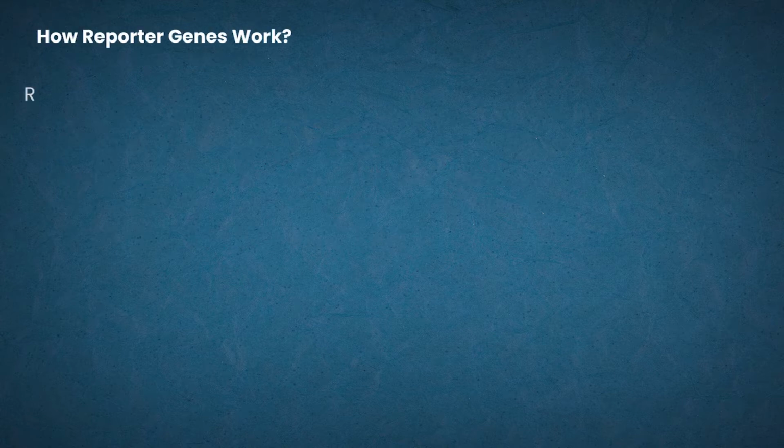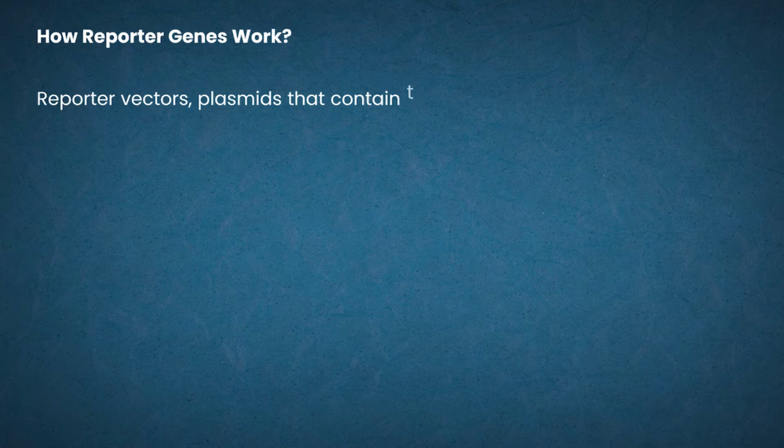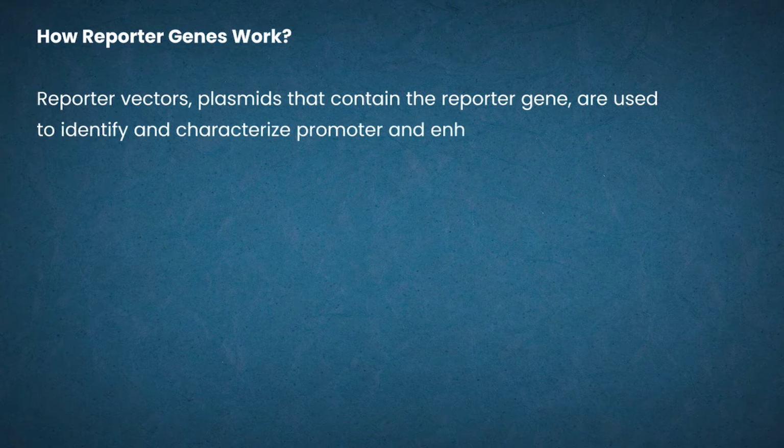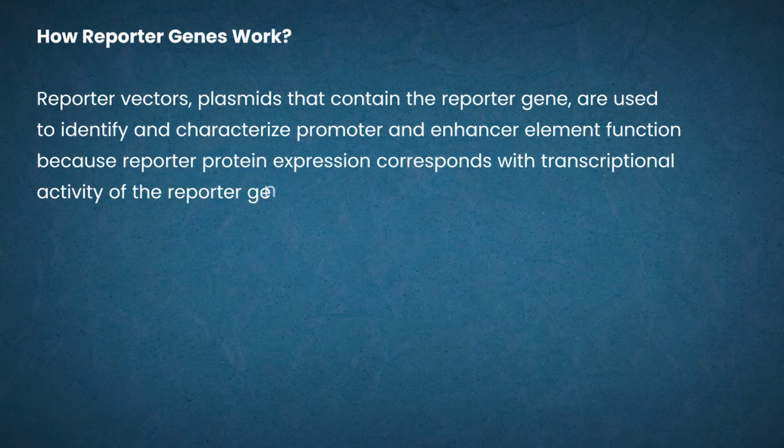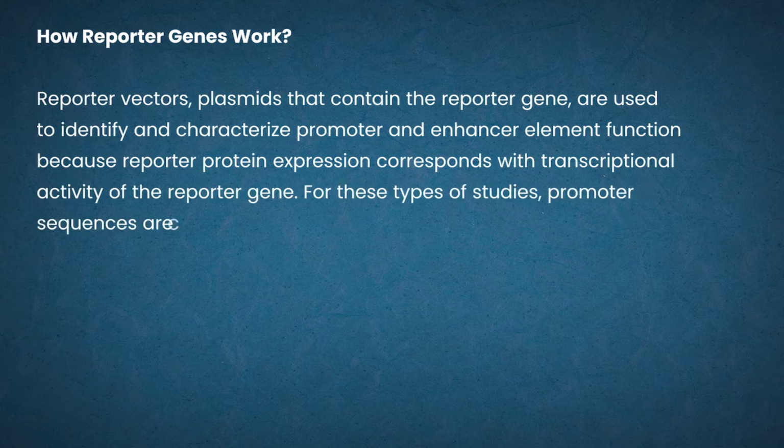The reporter vectors, that is plasmids that contain the reporter gene, are used to identify and characterize promoter and enhancer element function, because reporter protein expression corresponds with the transcriptional activity of the reporter gene. For these types of studies, promoter sequences are cloned upstream or downstream of the gene.